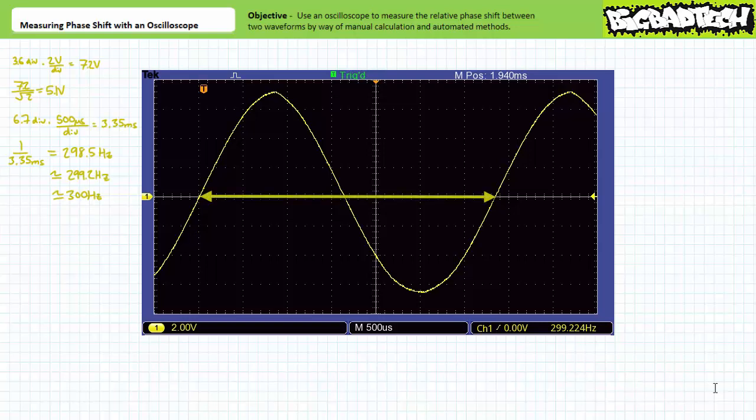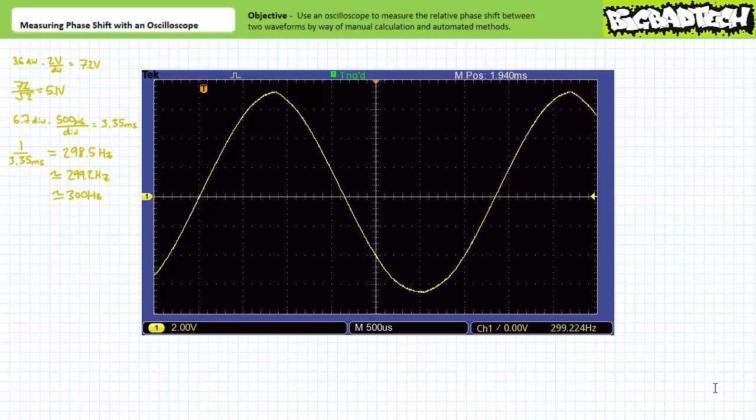Note the 2 zero crossings going positive appear to be separated by, let's say, roughly 6.7 divisions. Given the current horizontal sensitivity of 500 microseconds per division, this corresponds to a period of 6.7 divisions times 500 microseconds per division, or approximately 3.35 milliseconds. It can be demonstrated that by taking the inverse of this measured period value, our frequency is 1 over 3.35 milliseconds, or approximately 298.5 hertz.